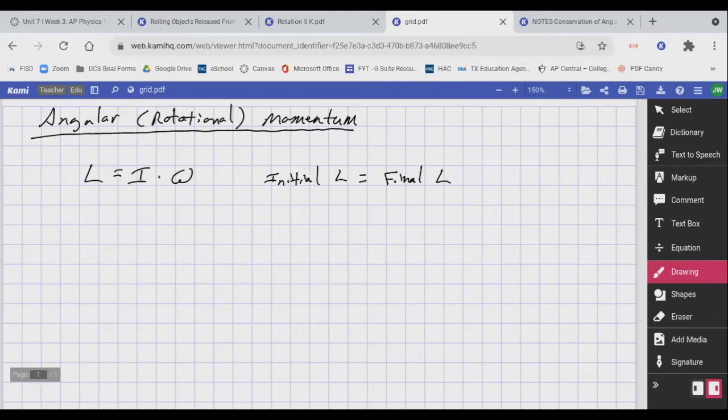That being said, are we okay with this? Are we okay to say our initial angular momentum is equal to our final? Because I've got an example that I kind of want to bring up.